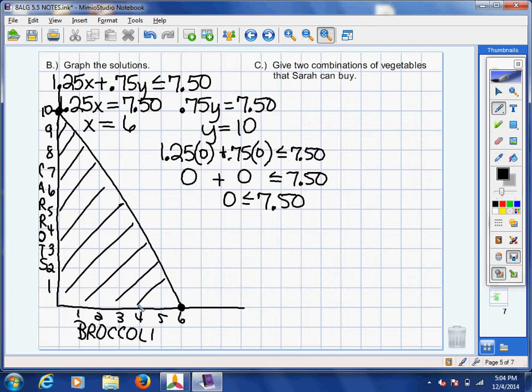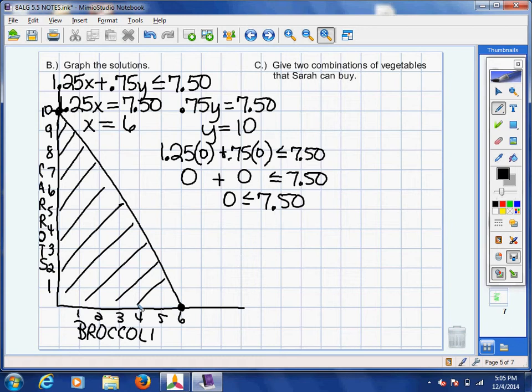I hope it looks as good on your paper as it does on mine, except for my little unstraight line that looks like it has a hump in it. Okay, now letter C, this is the final part of the question. They asked us to write the inequality that described the situation, then we graphed it. Now give 2 combinations of vegetables that Sarah can buy.